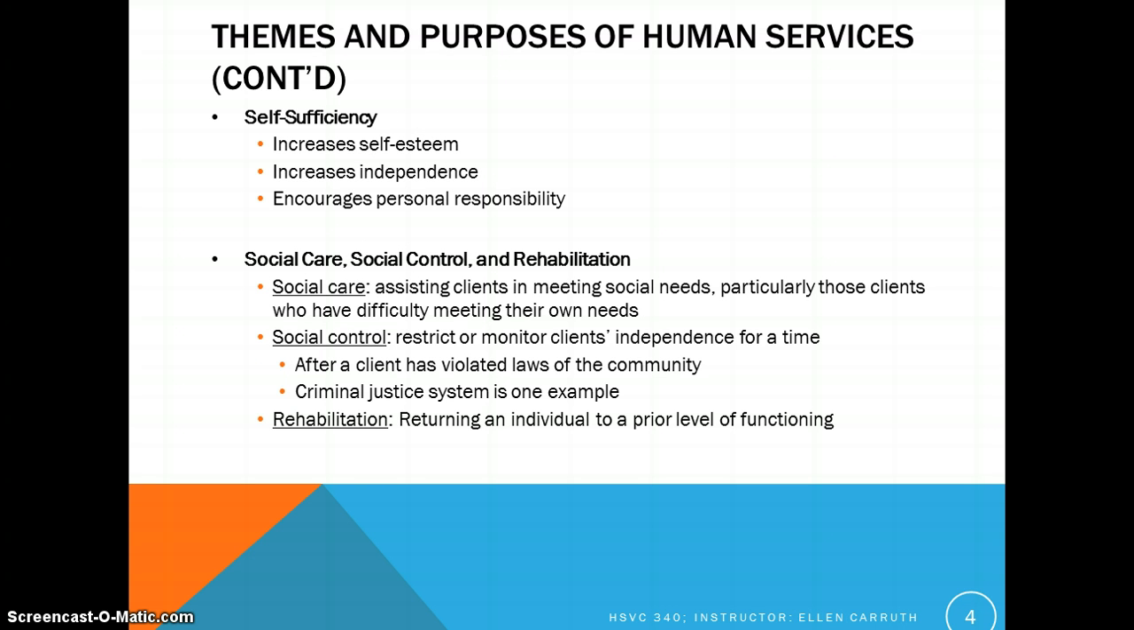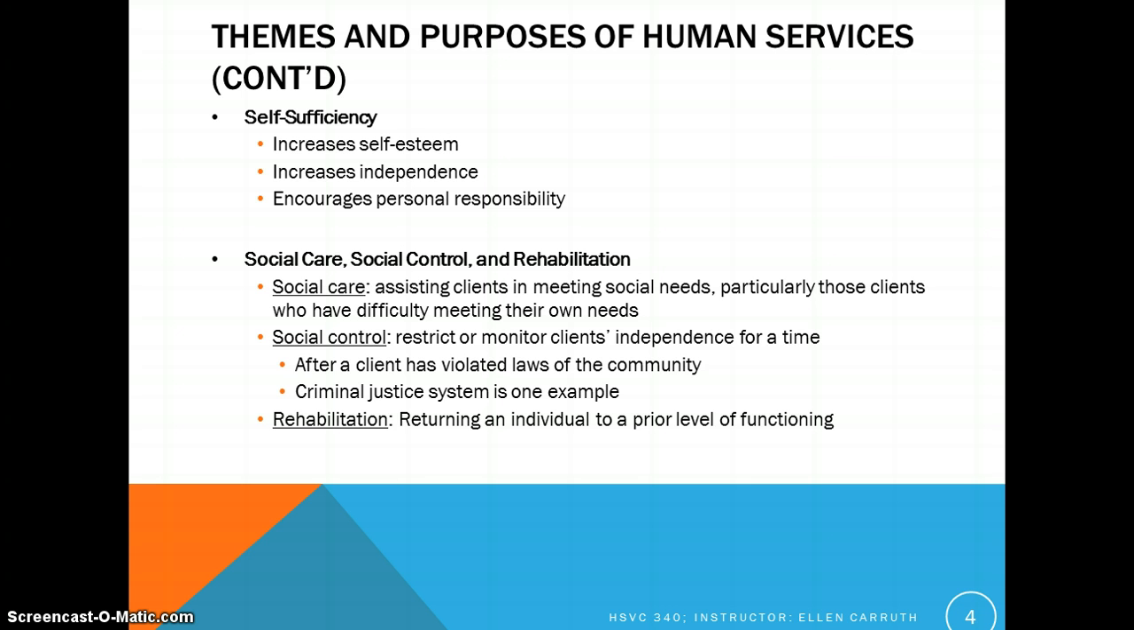To address these difficulties, human service professionals will work to help individuals become more self-sufficient. As clients gain the skills and resources to become self-sufficient, they will likely experience an increase in self-esteem, they will become more independent, and they might feel empowered to accept responsibility for their choices.